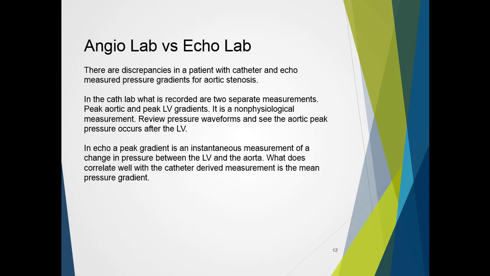Reviewing the pressure waveforms we'll see on the next screen, we can see the aortic peak pressure occurs after the LV. This is because the LV needs to generate significant pressure to force blood through the narrowed orifice and actually open up the aortic valve. In echo, the Doppler measurements of a peak gradient are instantaneous, of a change between the left ventricle and the aorta. And again, when we review the pressure gradients on the next screen, we'll see the gradients obtained by echo will be much higher than by catheter. However, what does correlate very well between echo and catheter readings is the mean pressure gradient.